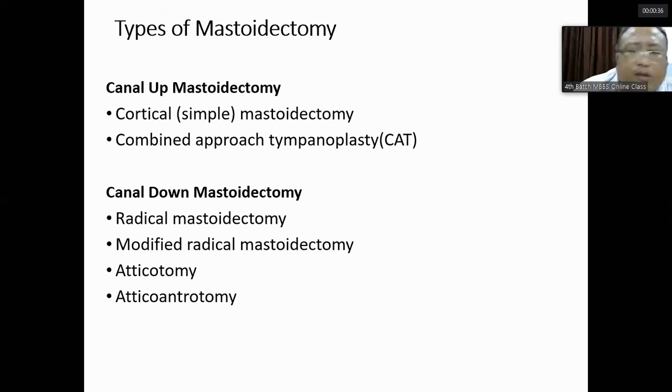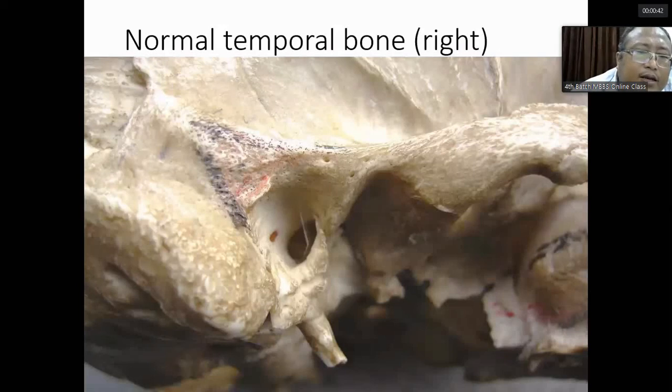Through the slide, this is the normal tympanic membrane, normal temporal bone, and this marked area is known as Macewen's triangle or suprameatal triangle. This area is the target for the mastoid surgery for otitis media disease. This is the posterior bony canal wall. If you break this one, the surgery is known as canal wall down mastoid surgery. If this is intact, then it is canal wall up.